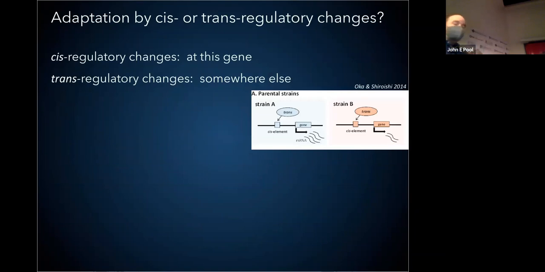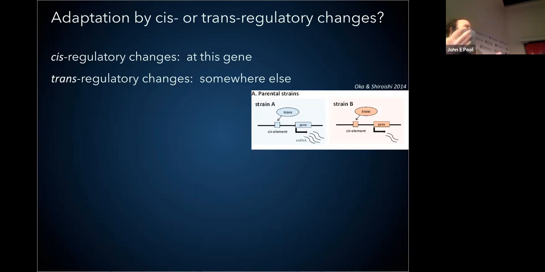Another question we were interested in this study was with regard to whether adaptive regulatory evolution proceeded more by cis regulatory changes or trans regulatory changes. So if you're not familiar with that dichotomy, what cis regulatory change means is that it is governed by genetic changes at that locus, like a SNP in a promoter or an enhancer. Whereas trans regulatory changes are encoded by a factor that is somewhere else entirely.